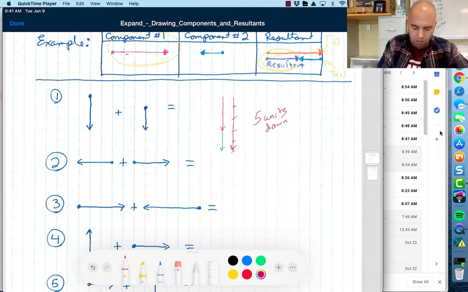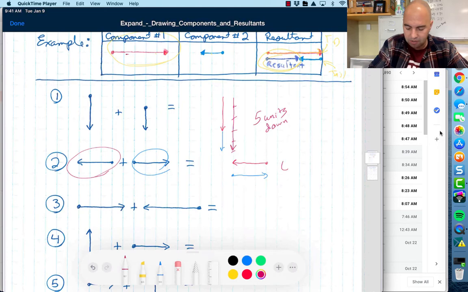So for this next one, for my first component, I've got this. It's going to be 3 units to the left, and the second one right here is going to be 3 more units to the right. So I go tip to tail, so tip of the first one matches up with the tail of the second one, and we're right back to where we got started. So that means that there is nothing for our resultant.